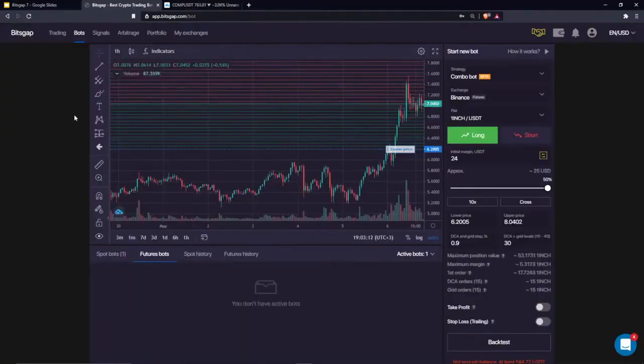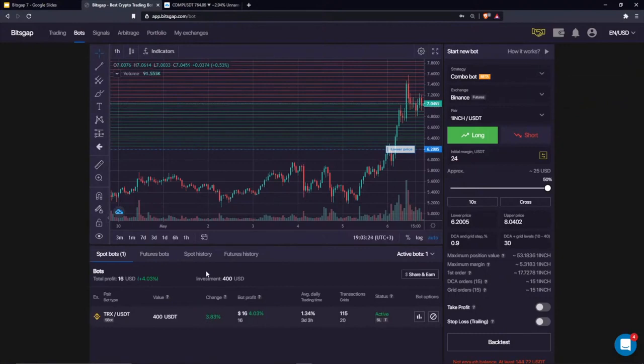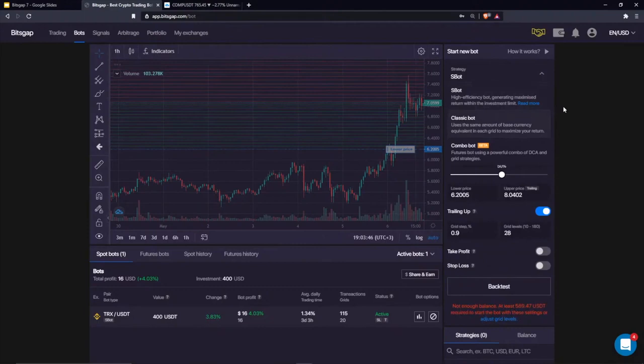As I log in, this is my interface, the main account that I have here. As I go to bots, notice that I already have one bot trading. Let me close the window because there's noise outside in the street. Let's continue. There are two modes, as already mentioned. The spot market trading, and here we have two bots, the SBot and the classic bot.